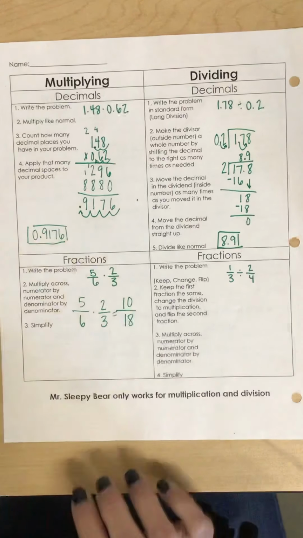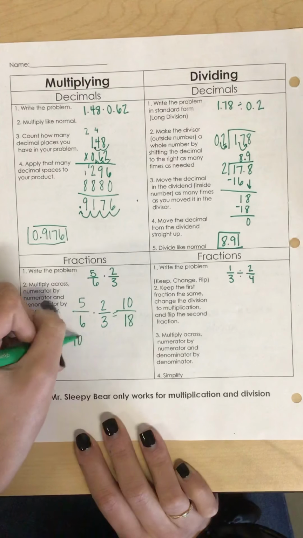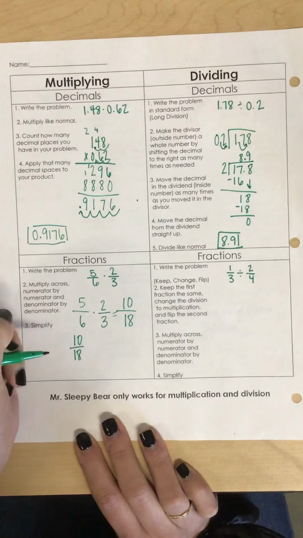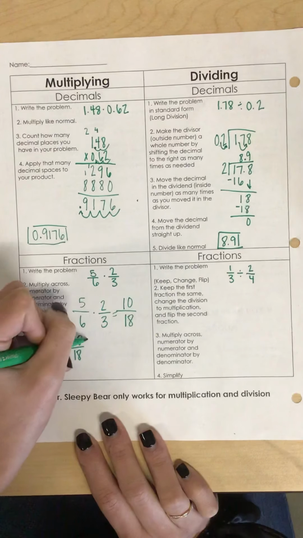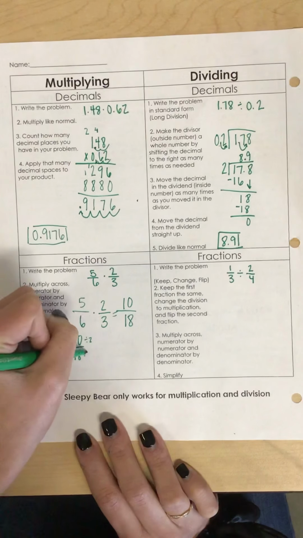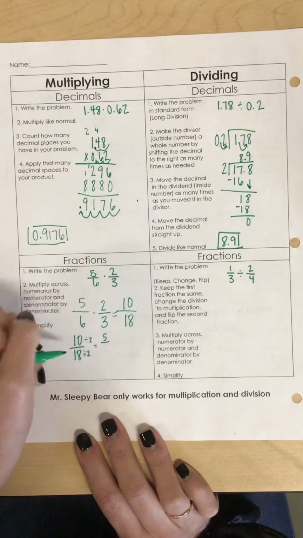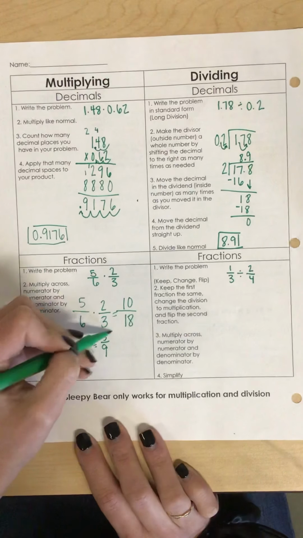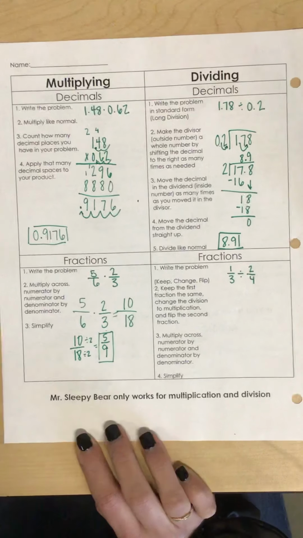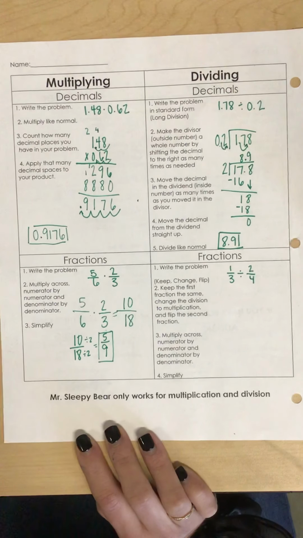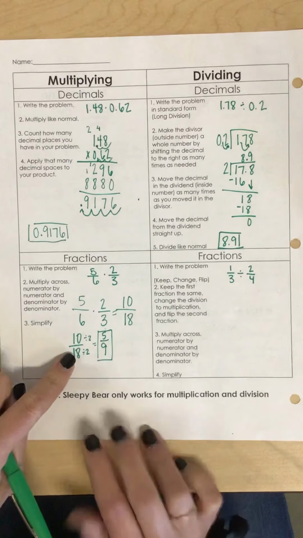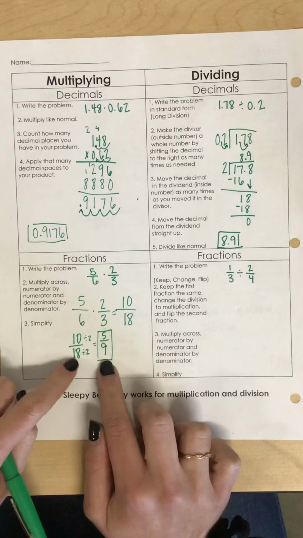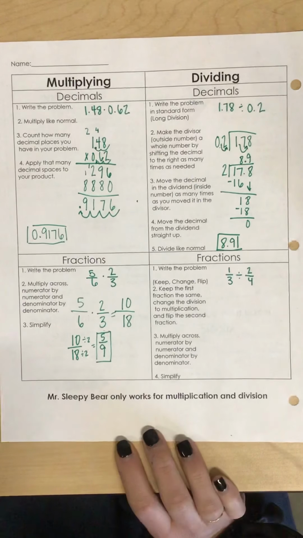Now this is not simplified, so we are going to simplify it. Both of these numbers can be divided by 2. 10 divided by 2 is 5, and 18 divided by 2 is 9. So 5/9 is our simplified answer here. And again, 10/18 and 5/9 are both equivalent. This one is just simplified.